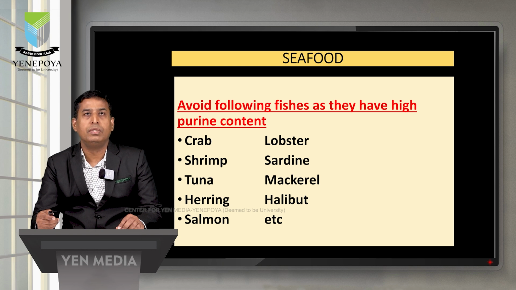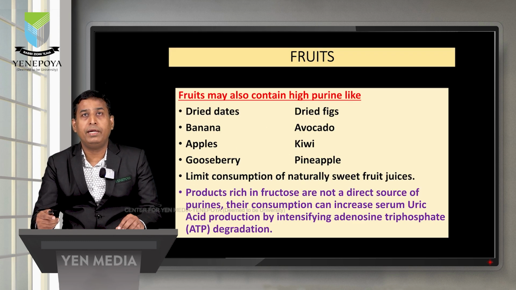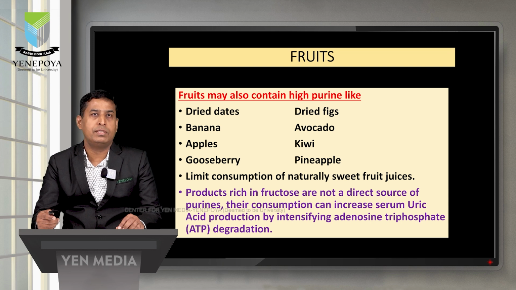Seafood also contributes towards high uric acid because seafoods are rich in purine content. Therefore, avoid the following fishes as they have high purine content: crab, shrimp, tuna, herring, salmon, lobster, sardine, mackerel, halibut, etc. Fruits may also contain high purines and may aid in increasing uric acid in the body. Hence, it is advisable to limit the intake of dried dates, dried figs, banana, avocado, apples, kiwi, gooseberry, pineapple. It is better to limit consumption of naturally sweet fruit juices.